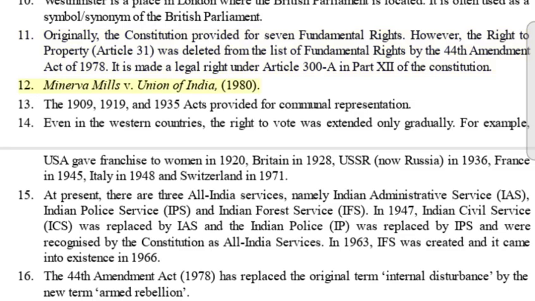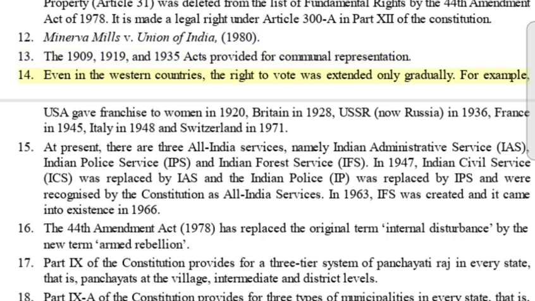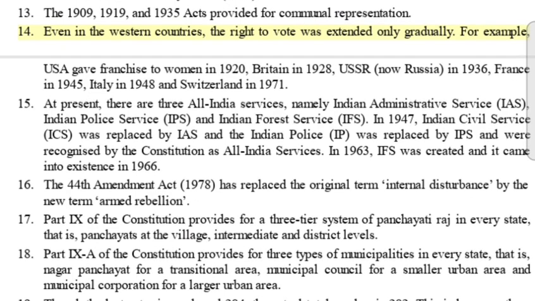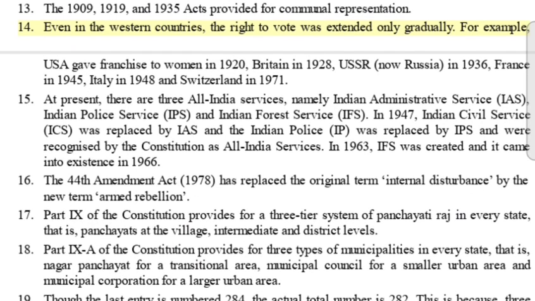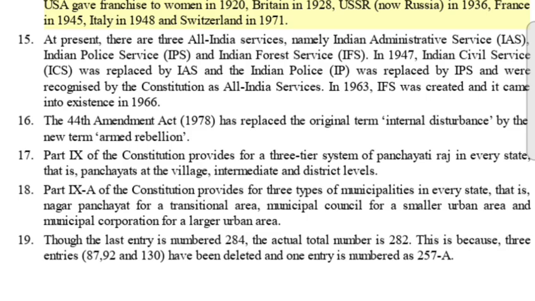12. Minerva Mills vs. Union of India, 1980. 13. The 1909, 1919, and 1935 Acts provided for communal representation. 14. Even in the Western countries, the right to vote was extended only gradually. For example, USA gave franchise to women in 1920, Britain in 1928, USSR, now Russia, in 1936, France in 1945, Italy in 1948 and Switzerland in 1971.